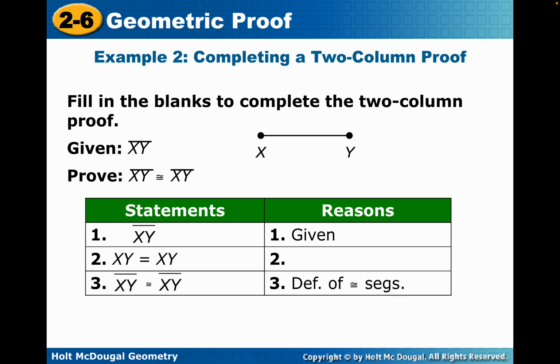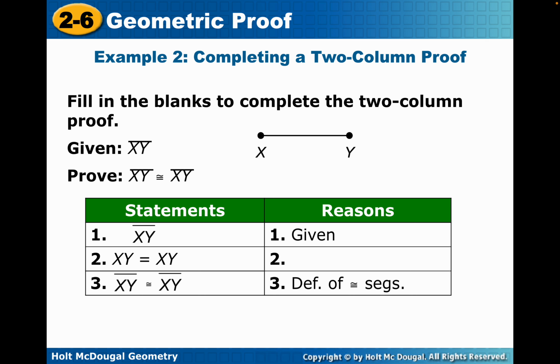So if it's a 4-step proof, you should already automatically know the first one and the last one because it tells you what to prove. So make sure you know that. All right. On this one, we're given xy, and we need to prove that xy is congruent to xy.